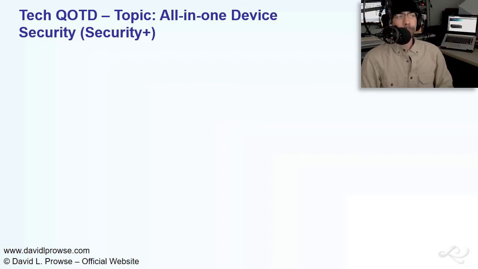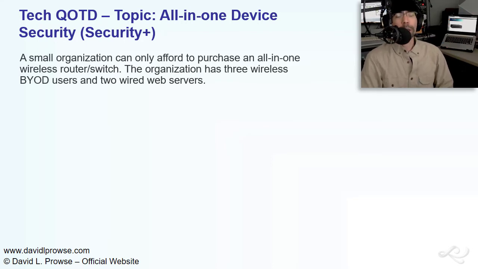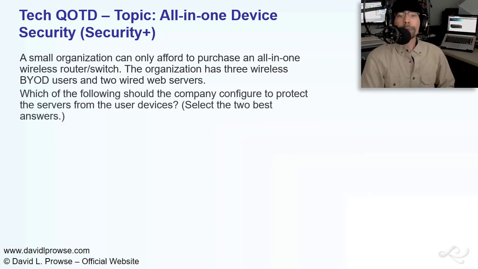Here's the question. A small organization can only afford to purchase an all-in-one wireless router/switch. The organization has 3 wireless BYOD users and 2 wired web servers. Which of the following should the company configure to protect the servers from the user devices? And you're going to select the 2 best answers from the following.